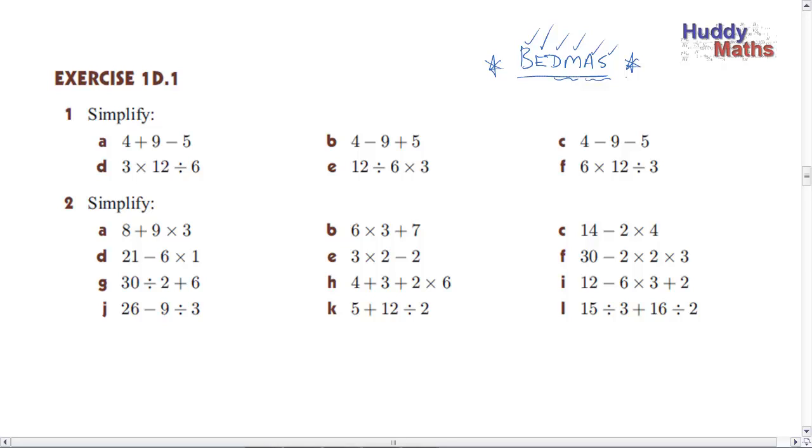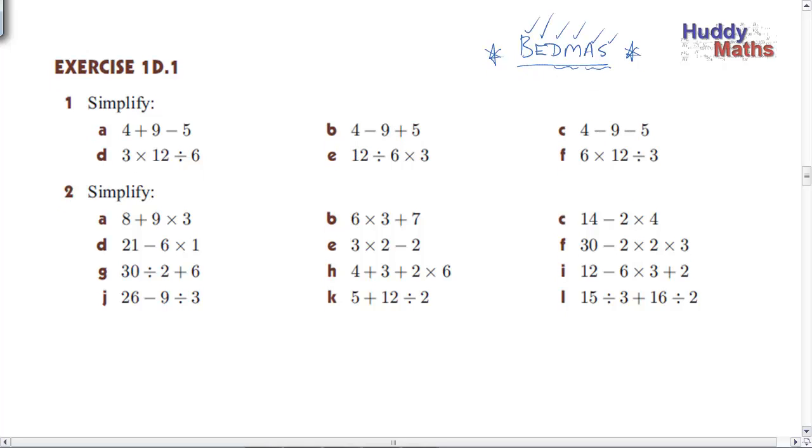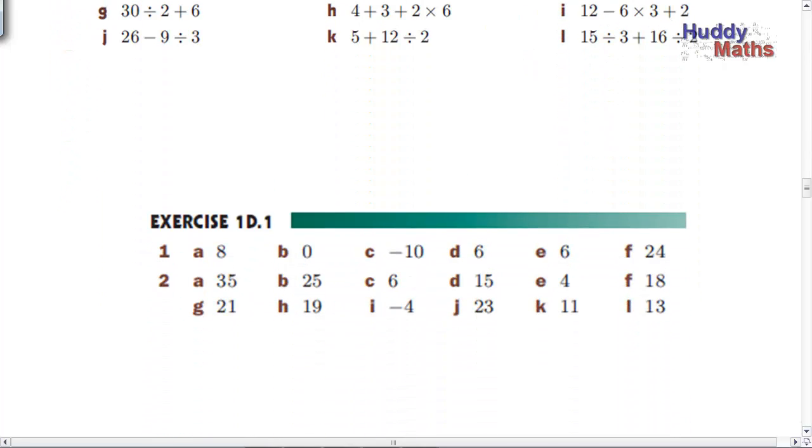Okay, pause the presentation. I'd like you to have a go at these problems, and I'll show you the answers down below as usual. Here we go. You can toggle forward as you do them to check the answers.